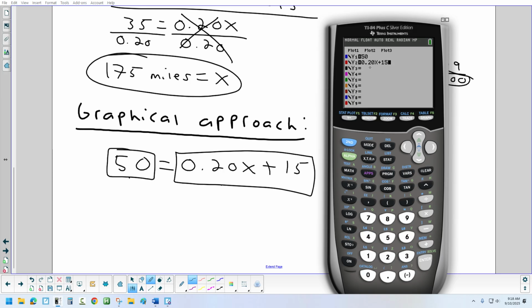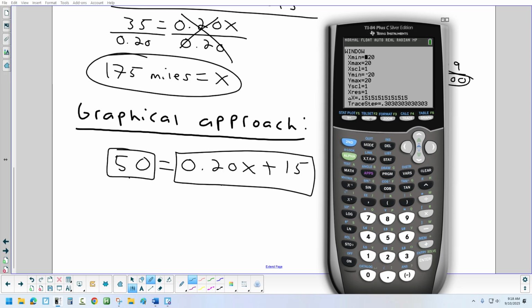The y-intercept, which means what? Where it crosses over the y-axis. Yep. So we're drawing two lines. One of them is going to have a positively sloped slant to it, and the other one is a horizontal line. Okay, so now let's press window.